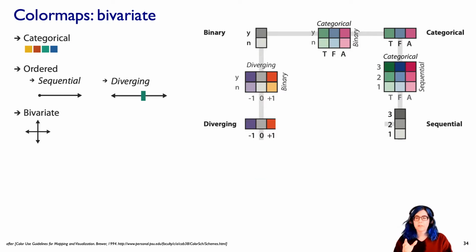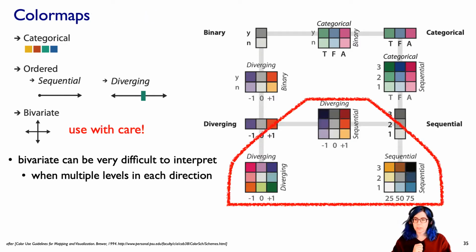But in the cases where you actually have multiple levels in each of 2 different attributes, it gets very tricky. People do use these sometimes, but there's a fair amount of empirical evidence that people find them difficult to interpret. Not impossible, but certainly difficult. So be aware that it is a much more tricky design problem to have bivariate color maps with multiple levels in each of the directions, as opposed to just binary in one of those directions.